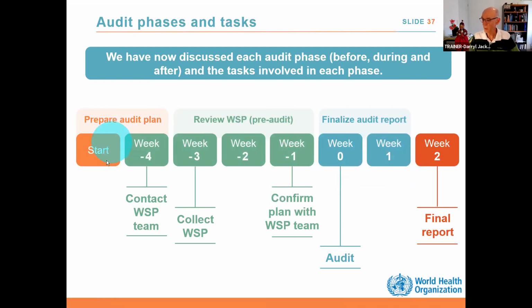Just to summarize really quickly, probably about at least a month before you actually get on site, the auditor will be in touch with the WSP team. During those 2 or 3 weeks before you get on site, you would have looked at the WSP, you would have had toing and froing to arrange all the logistics, you would have confirmed the plan, and then you would be on site. And you've just conducted your exit meeting, say, and then within 1 or 2 weeks, you would have the final report that Angela just spoke about.